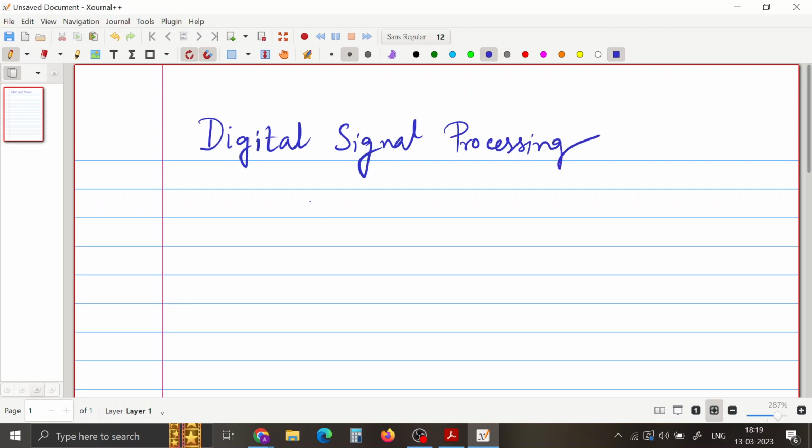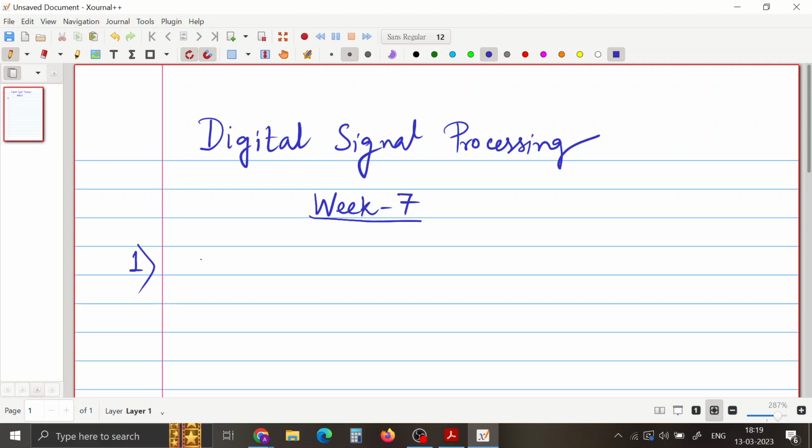So this is digital signal processing, and we are looking at sample problems from week 7 contents. Okay, and we are discussing the first question. So I'll just write it down for you.